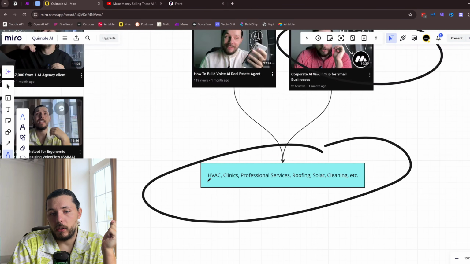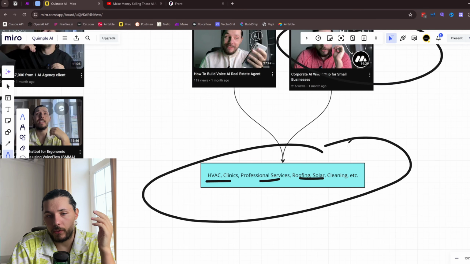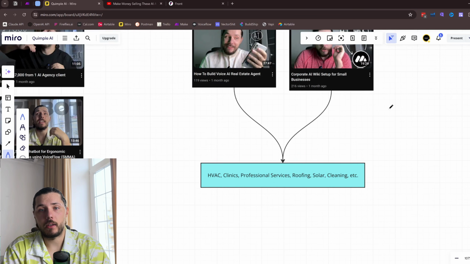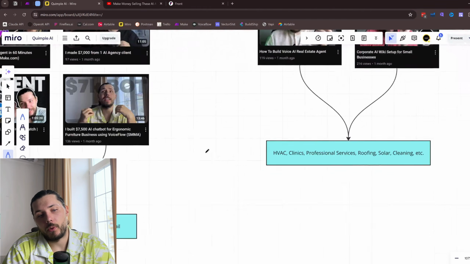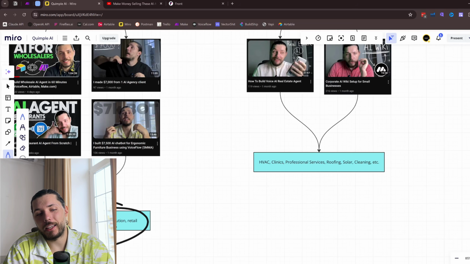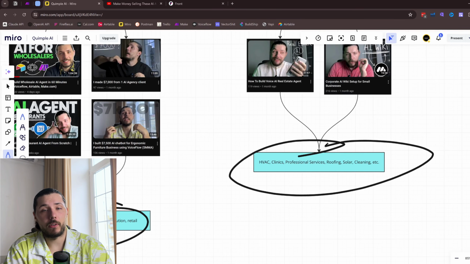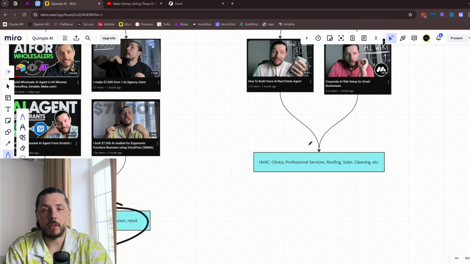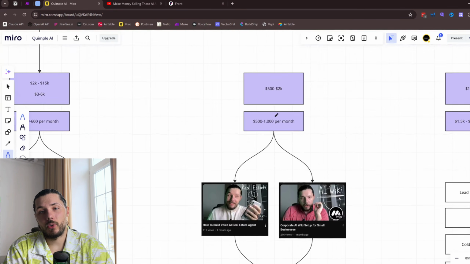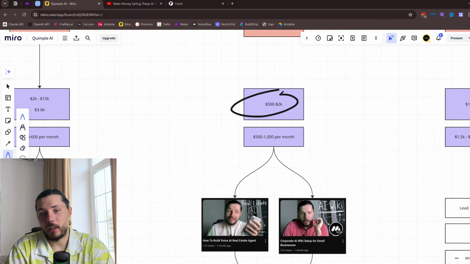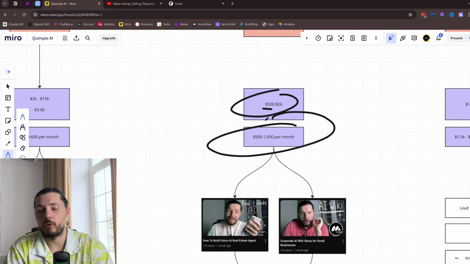Usually these clients, like HVAC, clinics, professional services, roof and solar cleaning, and 100 more, are service-based businesses. You could call insurance a service-based business too, but I found that insurance agencies tend to pay more since the inquiries they receive are complex, so they require more complex solutions. For these guys, the requests are usually simple: a service request, an availability request. So you usually charge less for the one-time setup, let's say from $500 to $2,000, and then you charge more monthly.